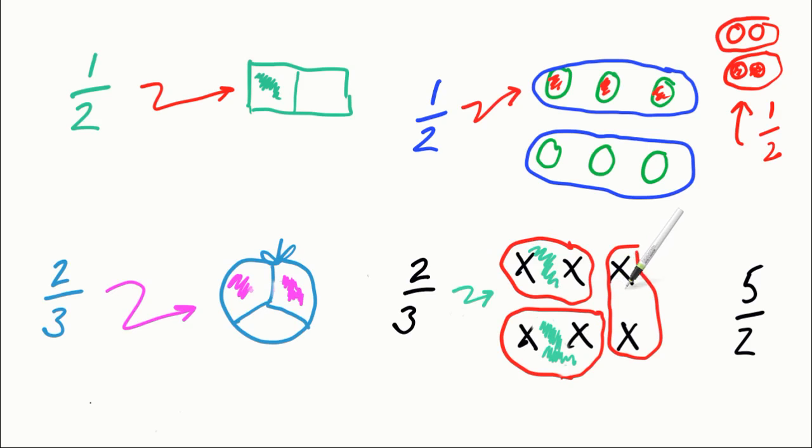Once again, an equal number of crosses in each group, 2 in each group, and that's not what this 2 is telling you. This 2 is telling you that you want 2 of those groups, and I've shaded in 2 of the groups like such, and so 2 out of 3 equal groups have been shaded in. So that's what the numbers in the fraction, in a simple fraction, mean.